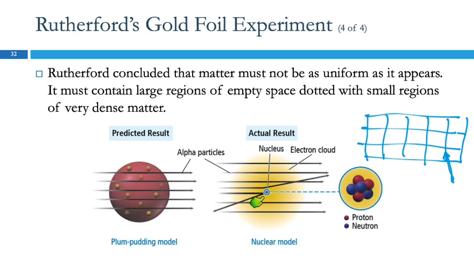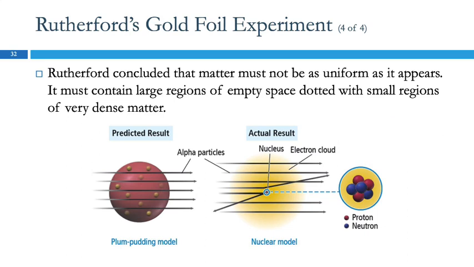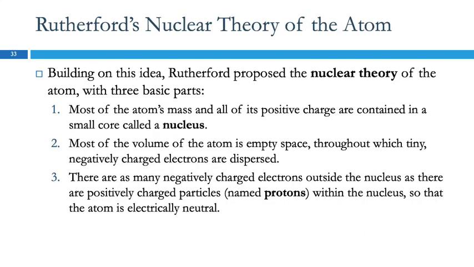So this particle here was concluded to be the nucleus, and then the electrons are just around it somewhere. That was another problem to be solved later. So Rutherford came up with the nuclear theory of the atom, 3 basic parts.